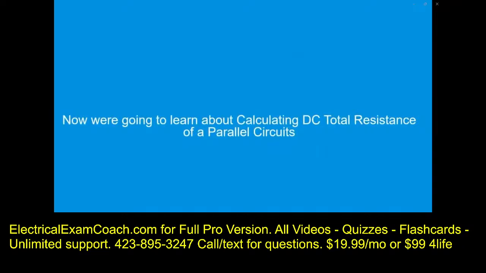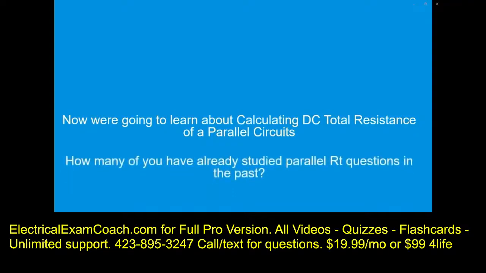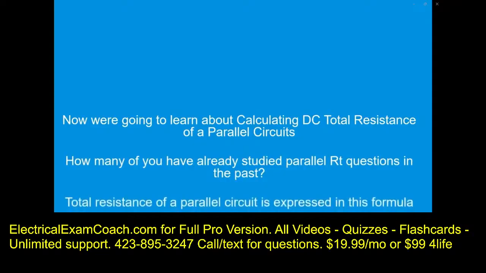We're also going to learn about calculating voltage drop across an individual resistor in a parallel circuit. How many of you have already studied parallel RT questions in the past? The total resistance of a parallel circuit is expressed in this formula. R total is equal to the reciprocal of the reciprocal of R1 plus the reciprocal of R2 plus the reciprocal of R3, and so on and so forth. To get the reciprocal of a number, you will just divide that number up into 1. What we're going to do is first get the reciprocal of each resistor, then take the reciprocal of that number, and that is going to give us the resistance total.